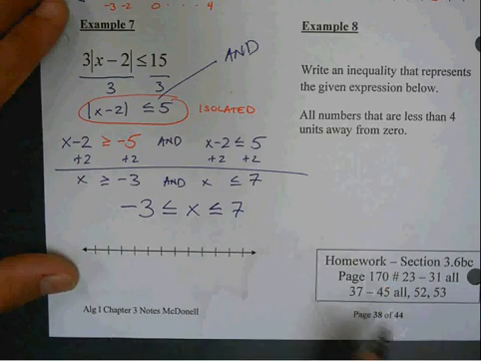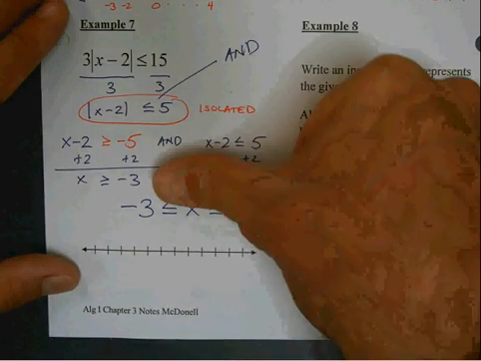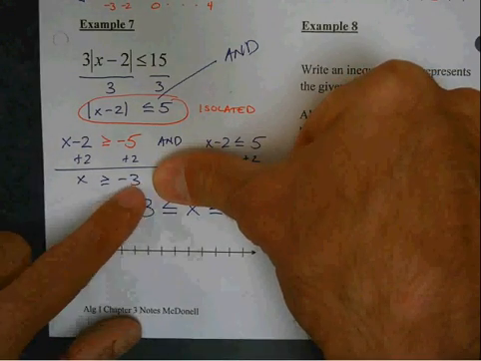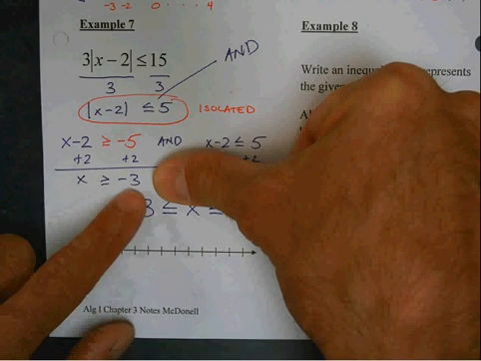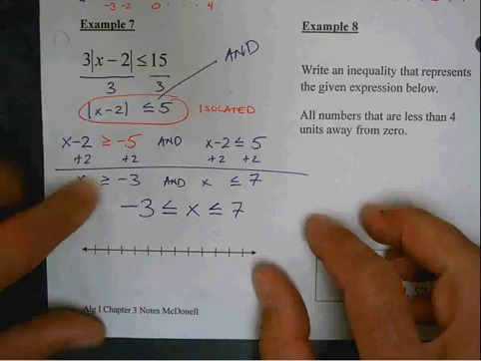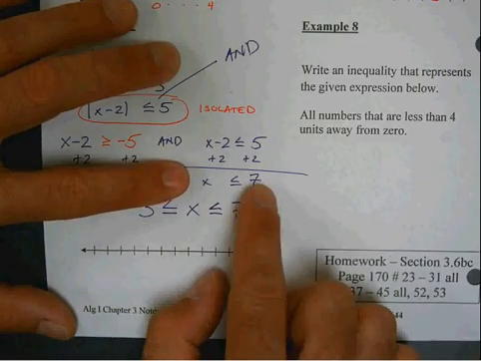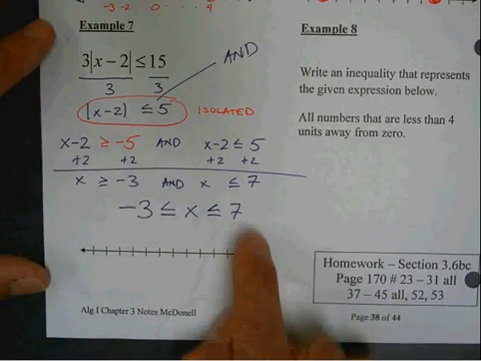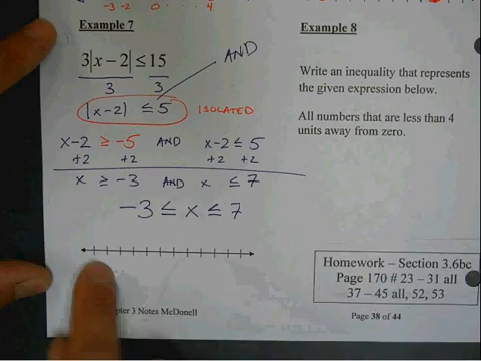Here's how I do that. I just look over here. Read this part backwards over here. Negative 3 is less than or equal to x. So that's the first part. And then x is less than 7. And that's where this comes from. Where do I shade? In between. Thank you, Mason. In between.